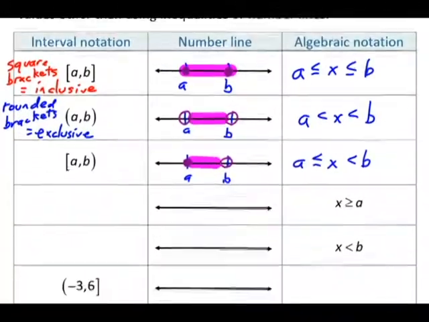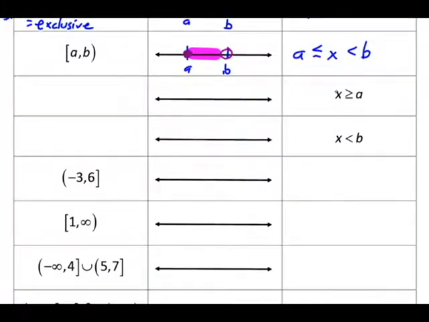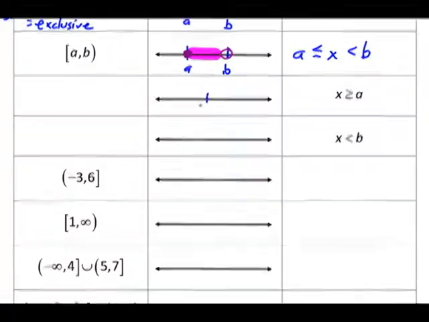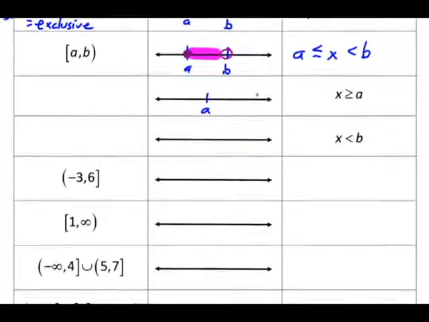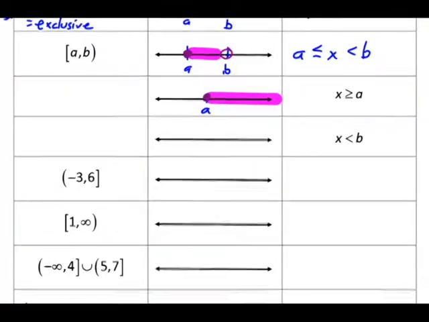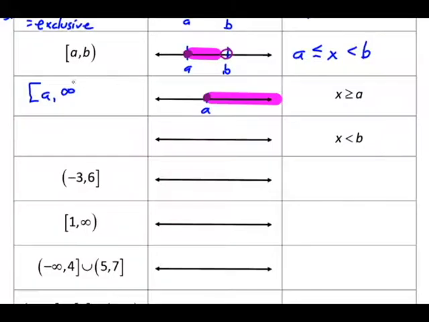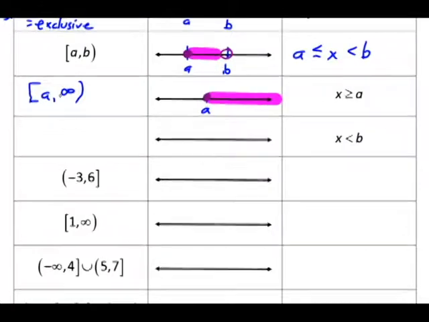Next, we look at what happens when we have only one boundary. When x is greater than or equal to a, we represent that on a number line by extending the shading all the way to the end. In interval notation, we use an infinity symbol to represent the right end of this. We include a, and we exclude infinity, because infinity is not a number. We can never get there because it is not a number.